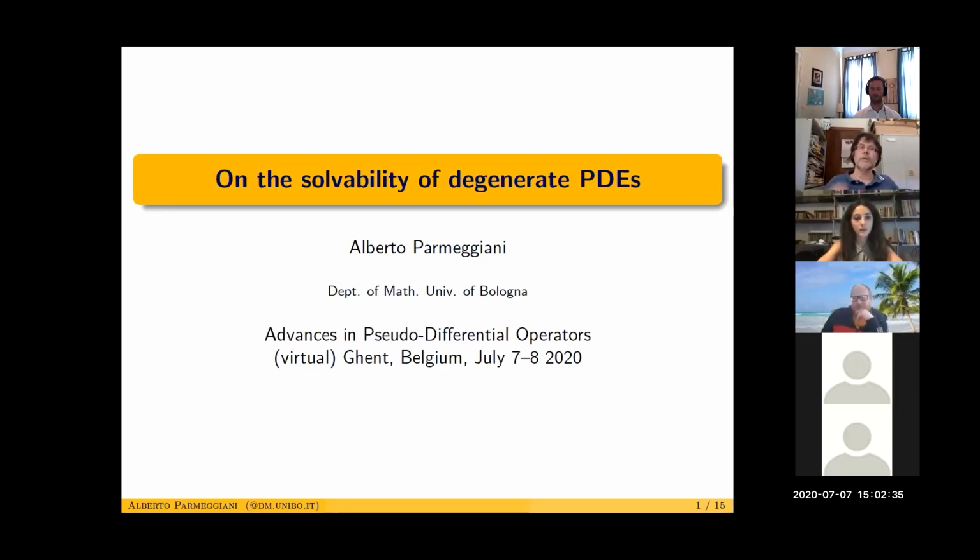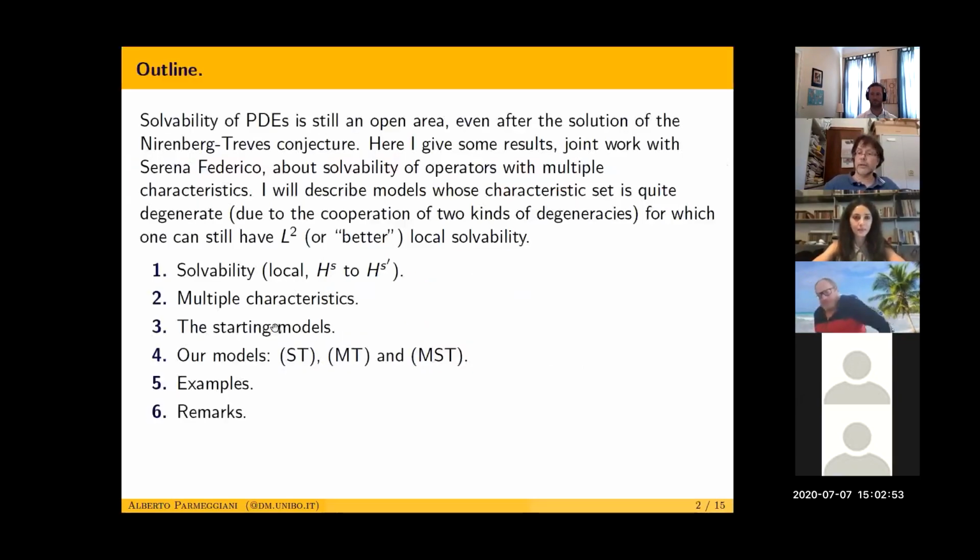So I will be talking about some class of degenerate partial differential equations, and I will be concerned with solvability of such a class. This is joint work with Serena Federico. And let me just outline, if I can, yeah.